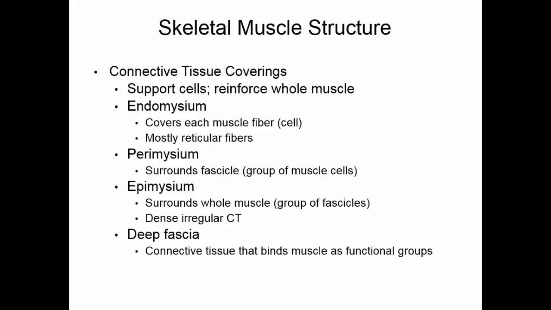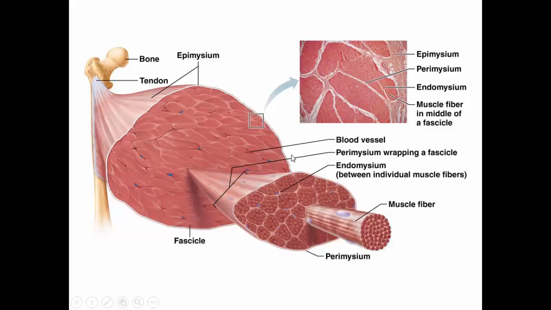This is the connective tissue that will bind muscle groups together. So there are 4 muscles that make up the quadriceps group. These muscles are all bound together by deep fascia. So as we look at our muscle, here we see the epimysium around the entire muscle.